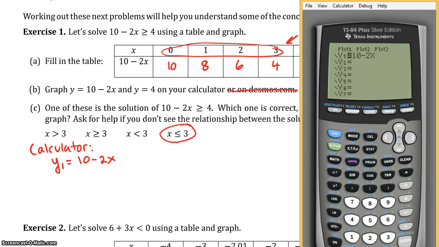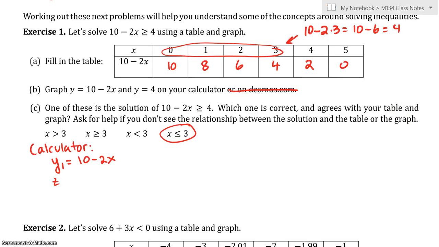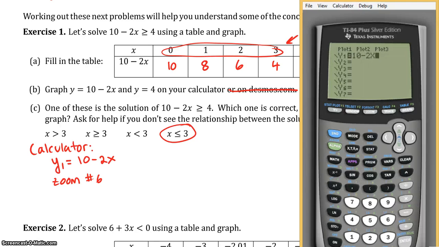And then remember we did zoom. I know it's going to disappear in a second, but that's okay. Then I'm going to do zoom. And I think number 6 is standard. Let's see if that's right. So let's go to zoom. Make sure, oh, 6. Yep, 6 is standard. So I'm going to just hit 6. And there I go.